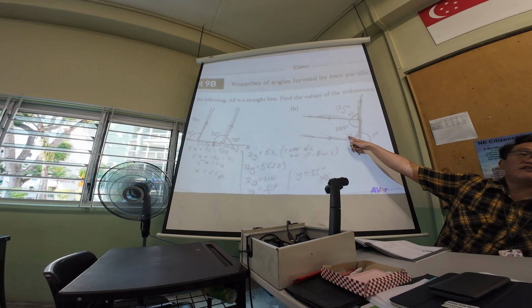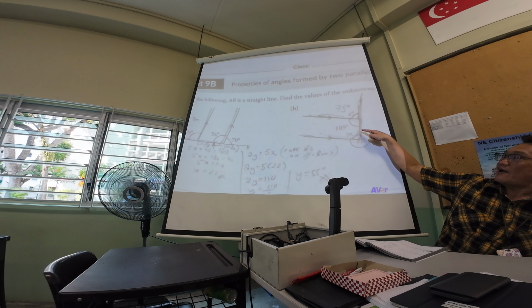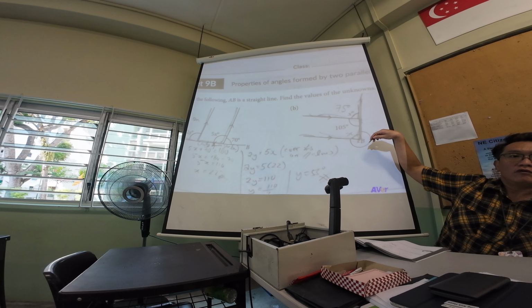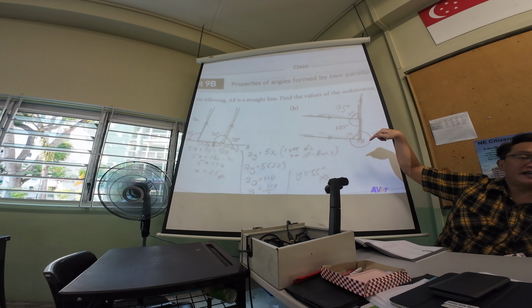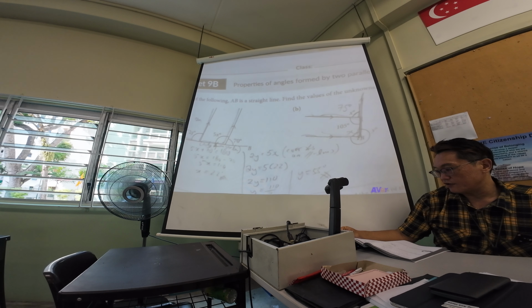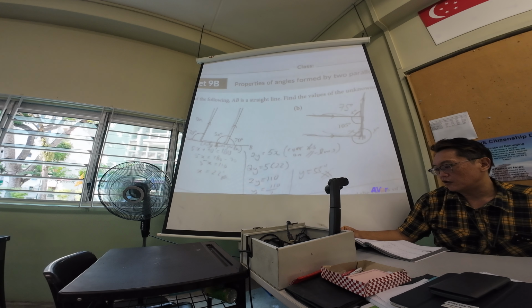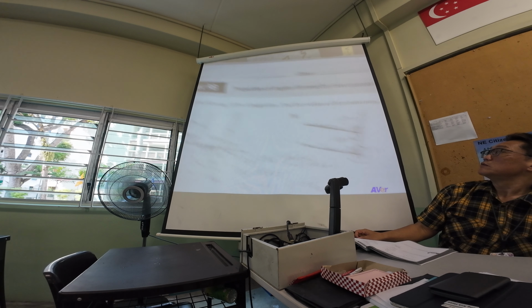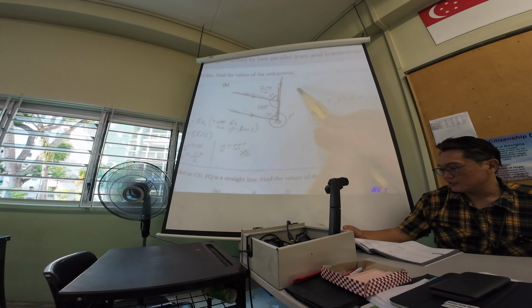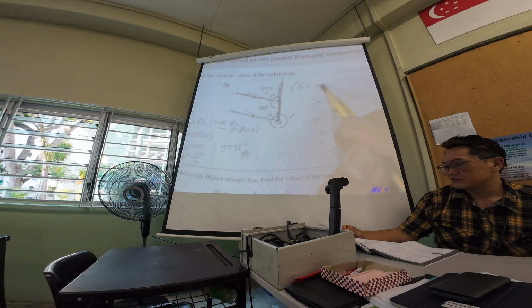After I know this is 75, this 75 plus this y makes up one whole round. So x plus y equals 360. Then y equals 360 minus x, or 360 minus 75. Okay, then if I need to write a reason, here I will say angles at a point.